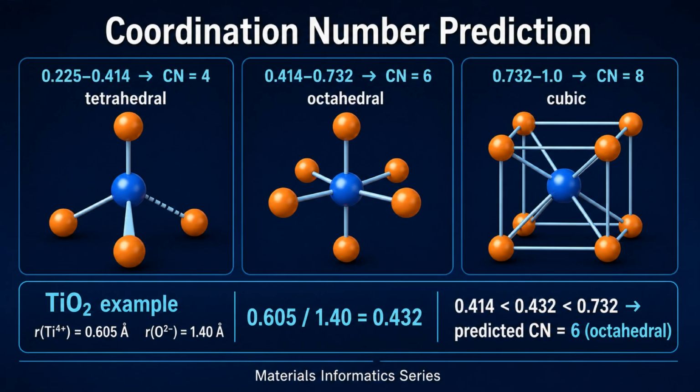In ionic crystals, coordination number is determined by the cation to anion radius ratio. Different ratio ranges correspond to tetrahedral, octahedral, and cubic coordination. For titanium dioxide, the ratio predicts octahedral structure, which matches experimental observations. This demonstrates how elemental properties connect to crystal structure.